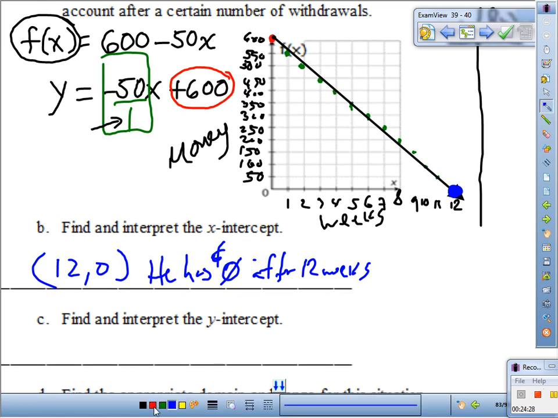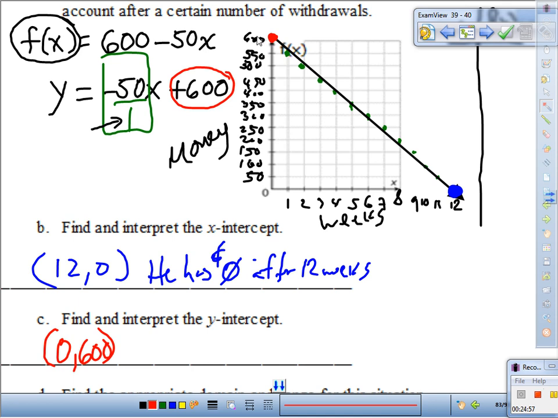Where's my y-intercept? Up here. Who can give me the y-intercept for this one? What is our y-intercept? It's right here. I know, but how do I write it? 0, 600. And what does that mean, guys?